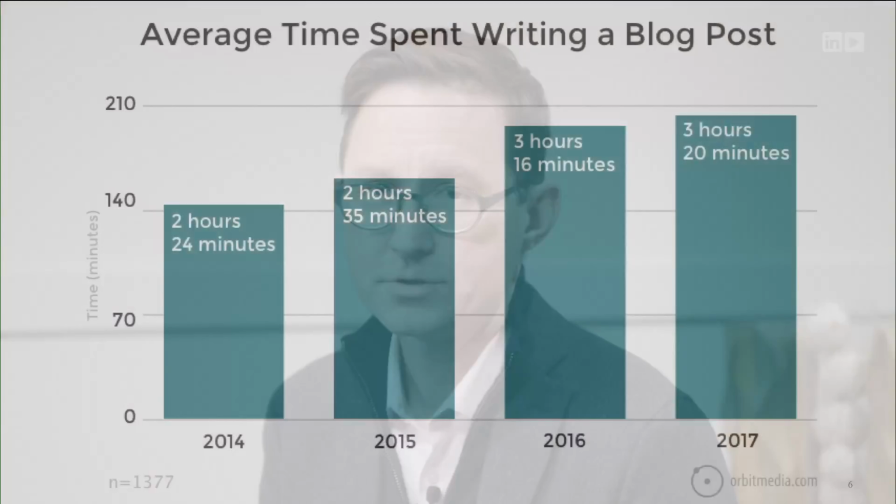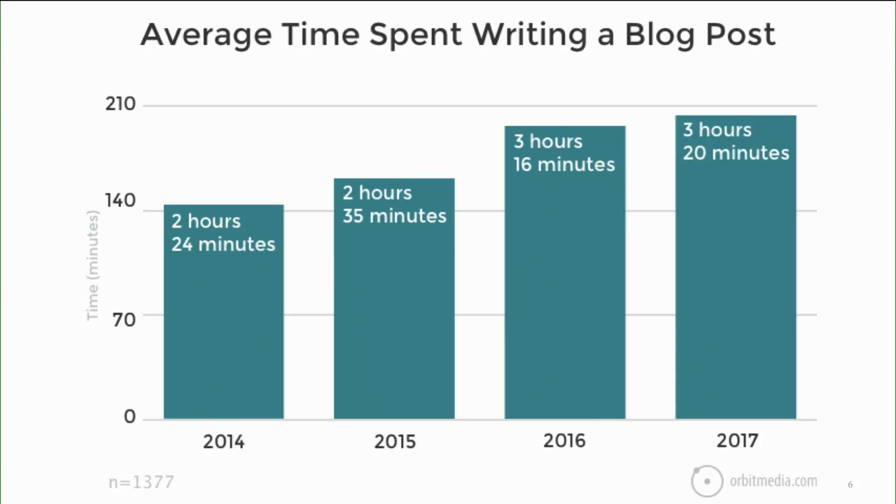And it's got to be at least 1,000 people to get to statistical significance because there's a lot of bloggers out there. So what we learned back in the day, this is like 2014, the first year we did this, that the average blog post took 2 hours and 24 minutes to write. Still feels around that range for a lot of people, but it's gone up every year.